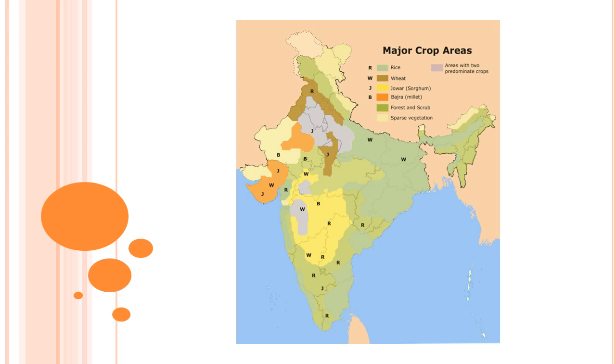The title of this map is Major Crop Areas. In this map, orange color represents the area in India where millet grows. Brown color represents the area in India where wheat grows. And yellow color represents the area where sorghum grows.